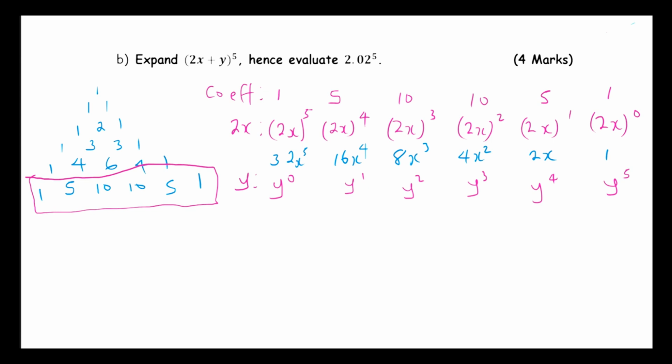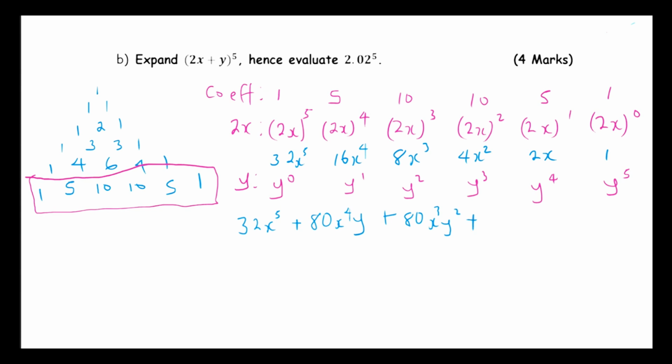So we have 1 times 32 times 1. So that is just 32x power 5. Then we add the next, that is 5 times 16 x power 4 times y power 1. That is going to be 80. That is 80, and you have x power 4 and y power 1. Then the next is 10 times 8. That is also 80, and we have x power 3 and y power 2.